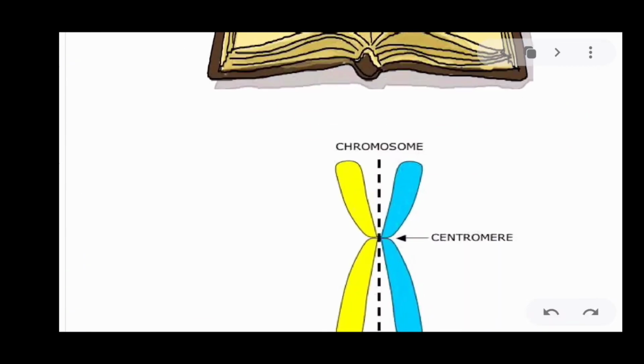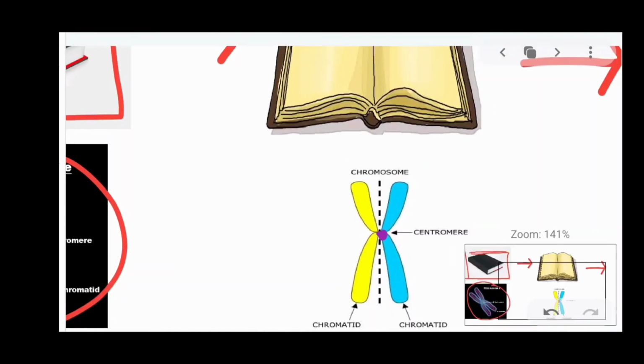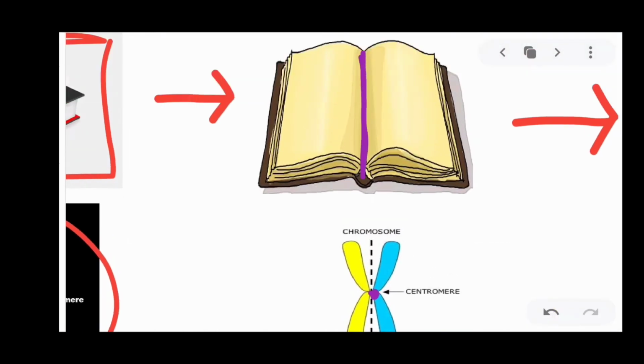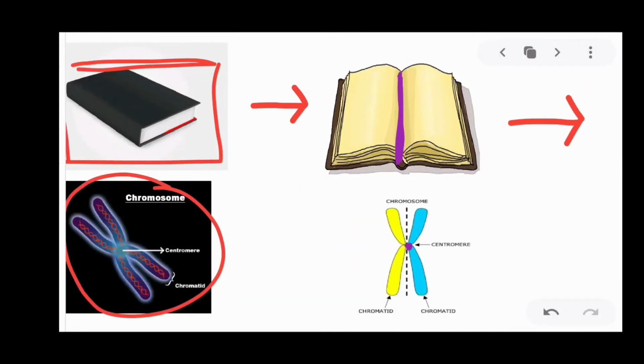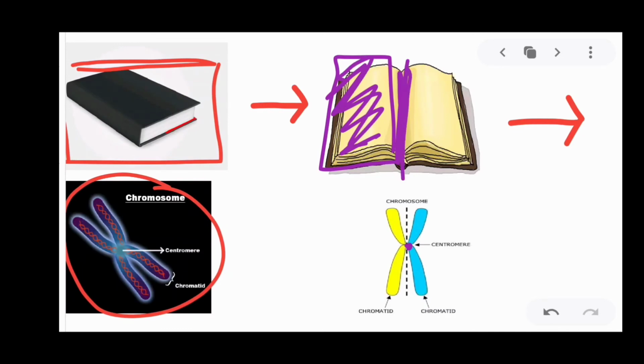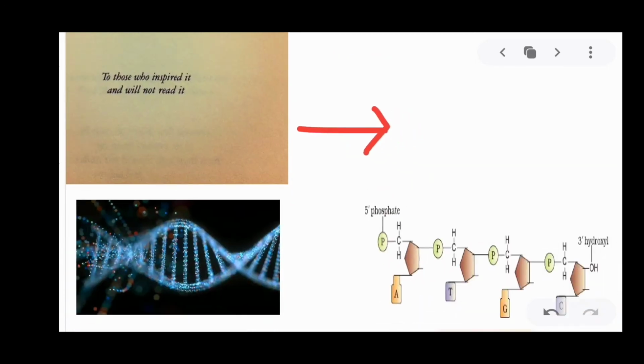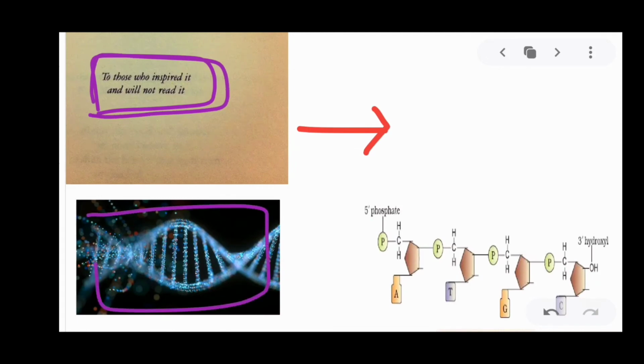And the center of this is the centromere. Like we can see, this middle line is the centromere. So the chromosome is the book, and if this book is divided into two equal halves, then each half becomes the chromatid, and the center line of the book becomes the centromere. Then again, if we go further, this book has sentences in it. So the sentences that are present will be the DNA.